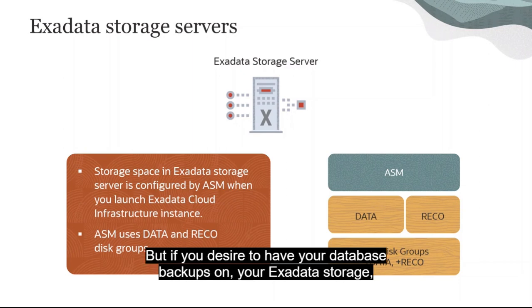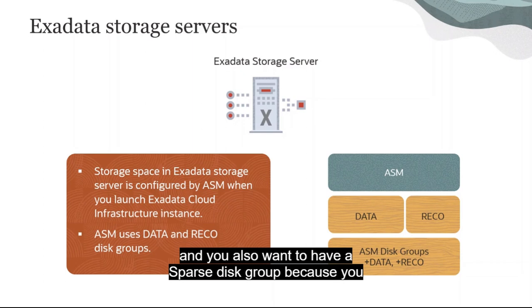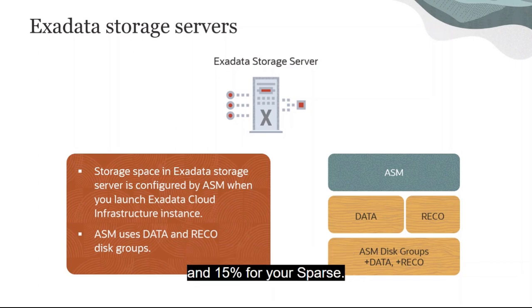But if you desire to have your database backups on your Exadata storage, and you also want to have a sparse disk group because you wish to have snapshots, then you may see something of a configuration of 35% for your DATA, 50% for your RECO, and 15% for your SPARSE.